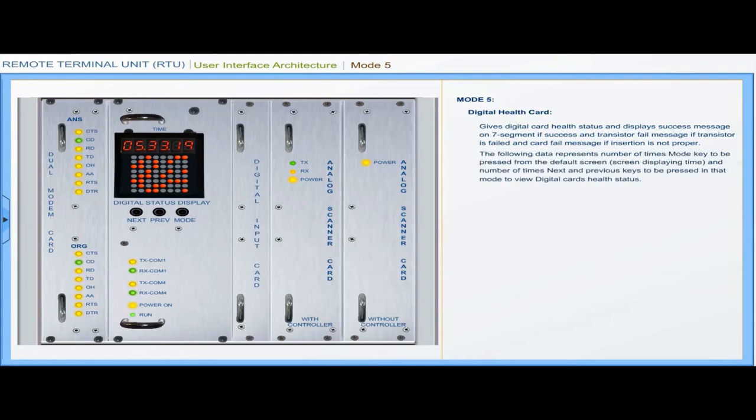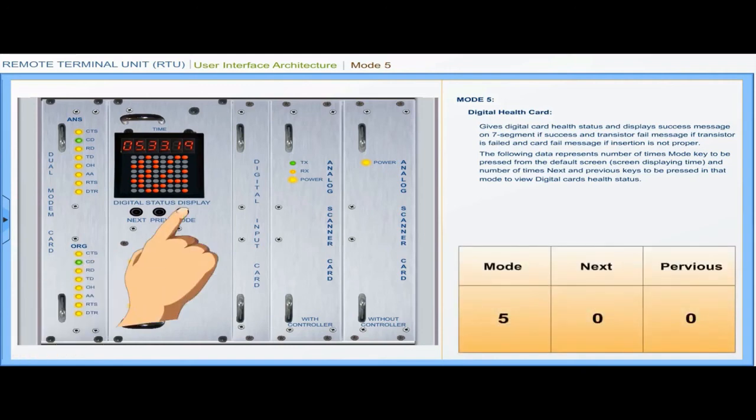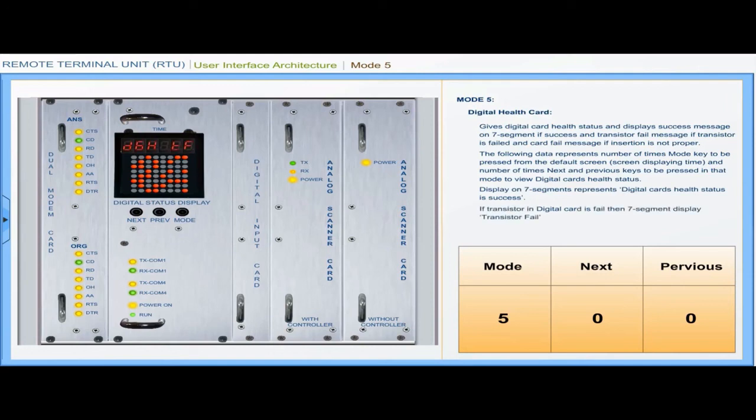The following data represents the number of times the mode key is to be pressed from the default screen, that is, the screen displaying time, and the number of times next and previous keys are to be pressed in that mode to view the digital card's health status. Mode 5. Next 0. Previous 0. Display on 7 segments represents that the digital card's health status is success. If the transistor in the digital card fails, then 7 segments display transistor fail. If digital card insertion is not proper, then 7 segments display card fail.